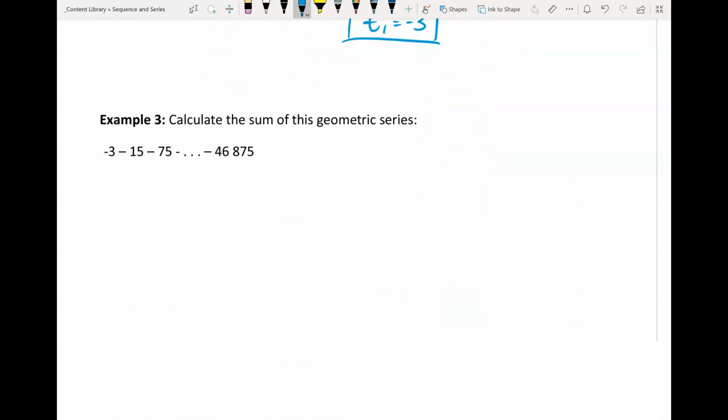Let's look at example 3. We're going to calculate the sum of this geometric series. So T1 is -3, R is 5, because to get from -3 to -15, I have to multiply this by 5. Same thing here, -15 to get to -75, I have to multiply it by 5.